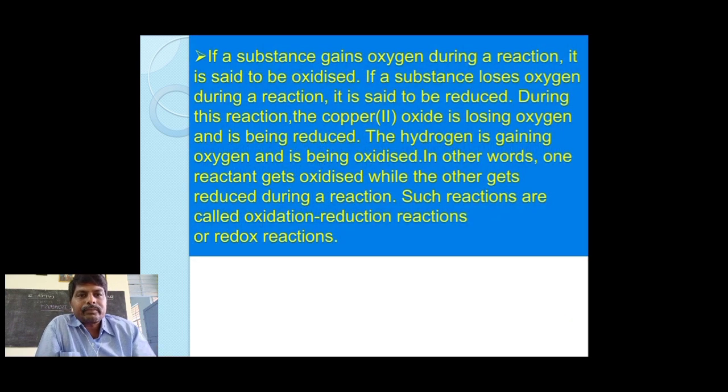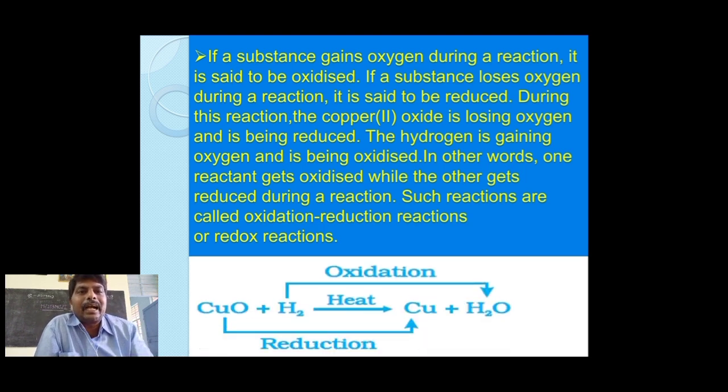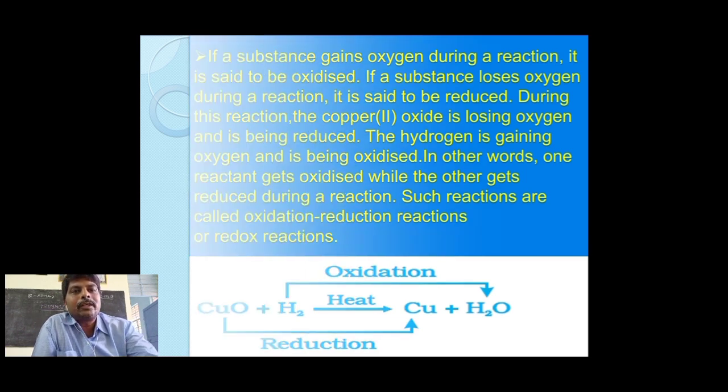So generally, oxidation and reduction take place simultaneously. Such types of reactions are called redox reactions. So it is an example of a redox reaction because this reaction contains both an oxidation part and a reduction part. What is meant by a redox reaction? The reaction in which both oxidation and reduction take place simultaneously is called a redox reaction. It contains both oxidation and reduction.